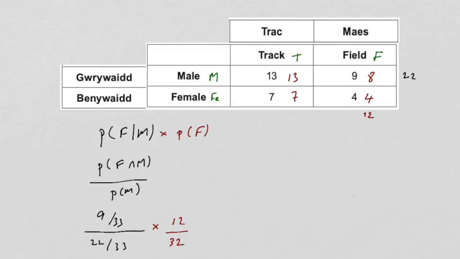And of course, that will give us what we got before, which was 27 over 176, or if you want it as a decimal, 0.1534.